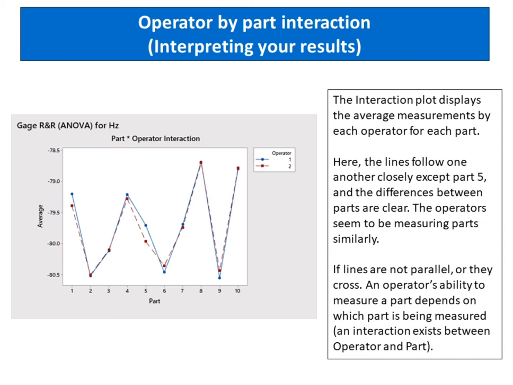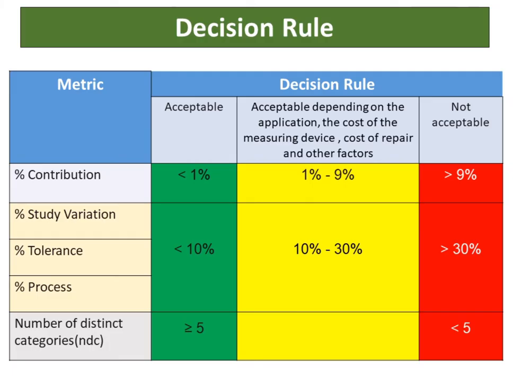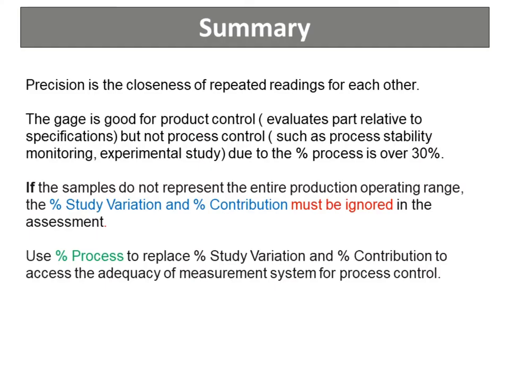If lines are not parallel, or they cross, an operator's ability to measure a part depends on which part is being measured, and interaction exists between operator and part. The page summarizes the decision rule for percent contribution, percent study variation, percent tolerance, percent process and NDC, which were explained earlier. In summary, precision is the closeness of repeated readings to each other.